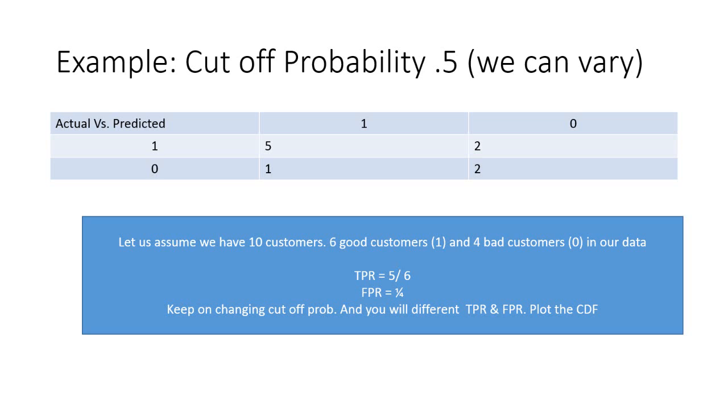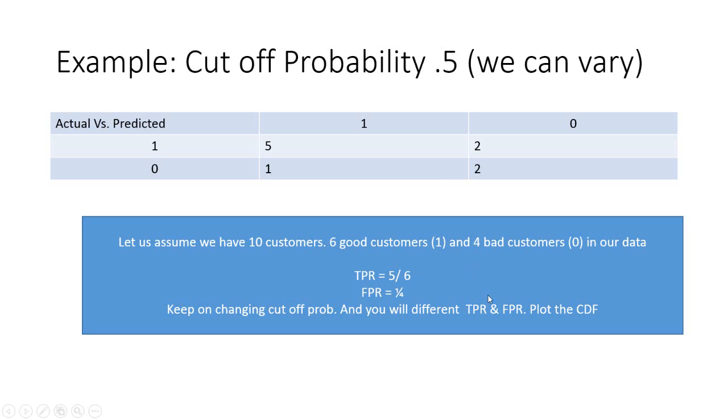In our example, there are 10 customers: 6 are good customers in our data and 4 are bad customers, and we have built a model using this data. In reality we will have many more observations, but for simplicity let's say we have only 10 observations. Here is a matrix you can see on the screen with the actual versus the predicted values. In the columns you have the predicted, in the rows you have the actual, 1 and 0 for both.